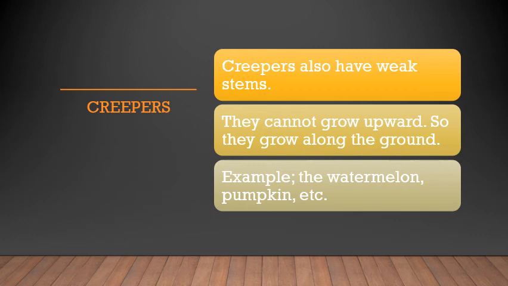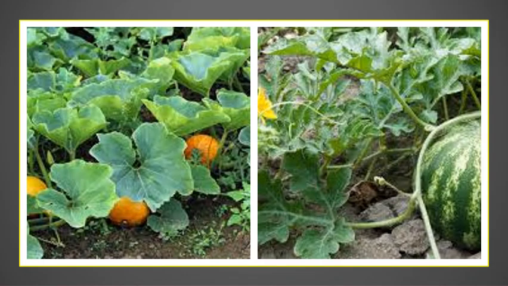How big is the watermelon? How big is the pumpkin? They're huge, right? So if the plant stands up, it cannot bear the weight of the fruit, so only they grow along the ground itself. Here is the picture. The first picture is the pumpkin and the second picture is the watermelon. The plant grows along the ground because if it stands, the fruit will fall down. Okay, so these are the different types of terrestrial plants.